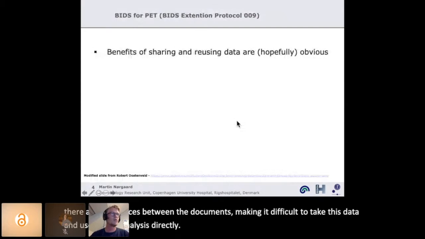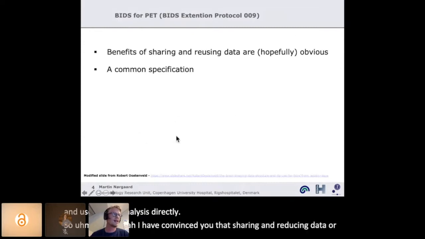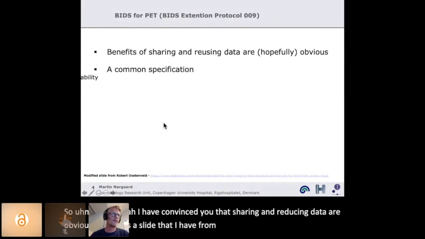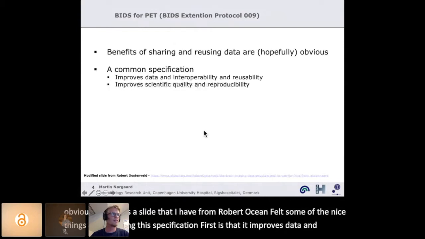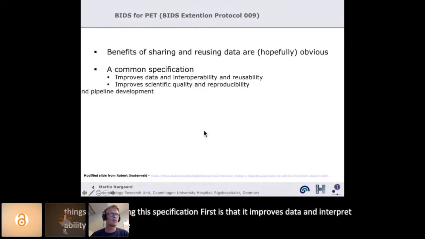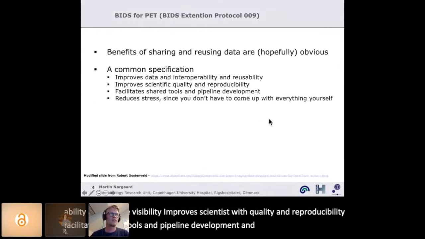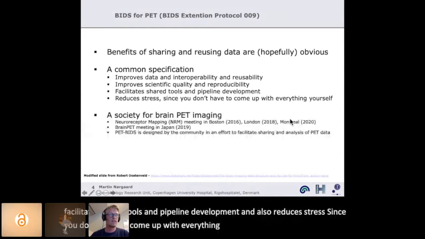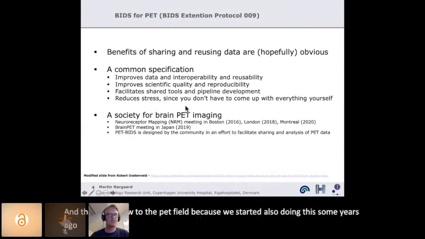So I hope I have convinced you that sharing and reusing data are obvious. This is a slide that I have from Robert Ostenfeld, on some of the nice things about having this specification. First, it improves data interpretability and reusability, improves scientific quality and reproducibility, facilitates shared tools and pipeline development, and also reduces stress since you don't have to come up with everything yourself. And this is not new to the PET field, because we started doing this some years ago, but it has just taken a lot of time before we reached the point where we are now.